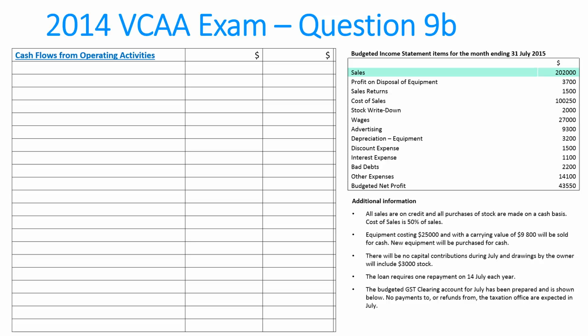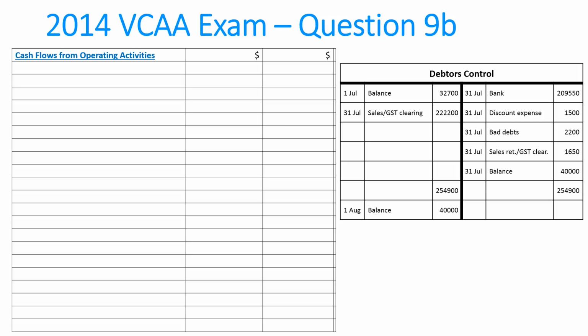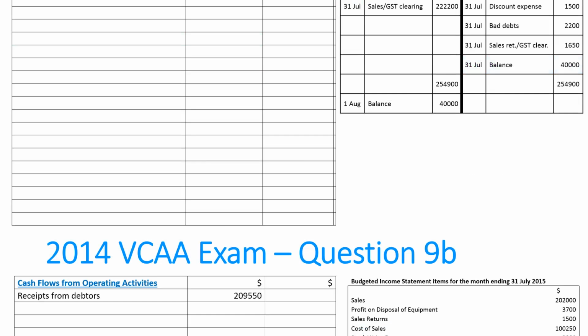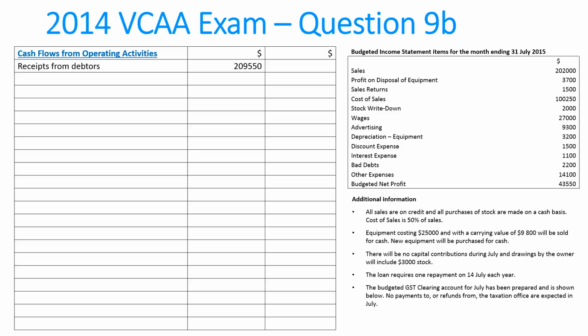So the first thing I'm told is sales are 202,000, but I'm also told here all sales are on credit. So there actually are no cash sales, and if there's no cash sales, there's no GST received. So what I need to go back and remember is in 9A, I had to figure out how much cash was received from debtors. So I figured out that was 209,550. So I'm going to put that in as my amount as receipts from debtors. That's all the inflows there could be in operating.